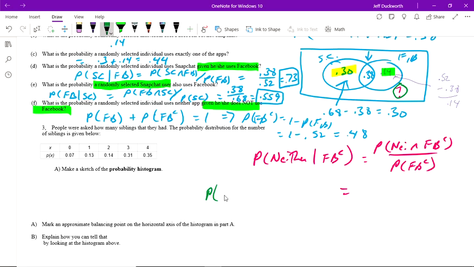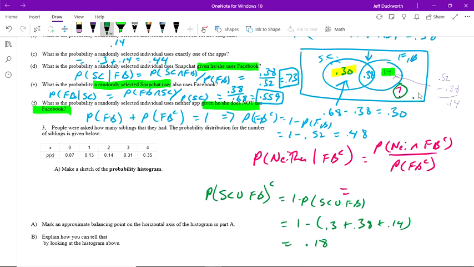The probability of Snapchat union Facebook, all complement, is equal to 1 minus the probability of their union. That's what gives us our outside. 1 minus these other numbers, so 0.3 plus 0.38 plus 0.14, which comes out to 0.18. And that's 0.18.